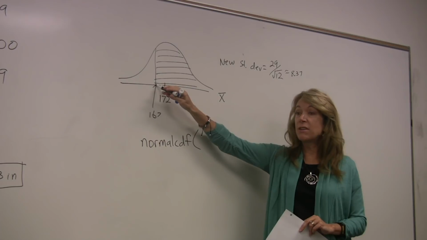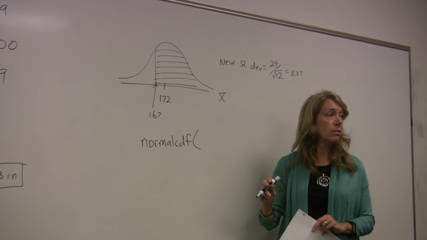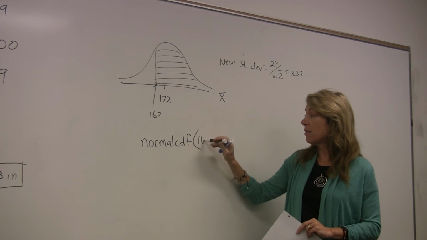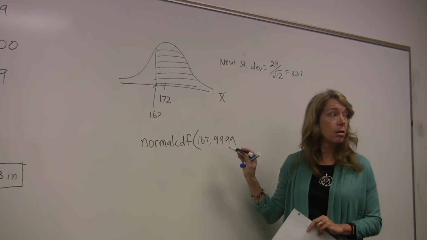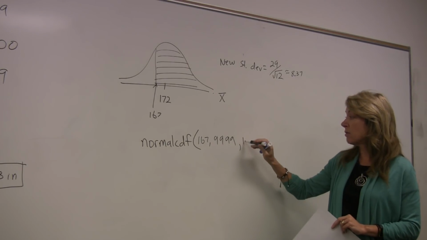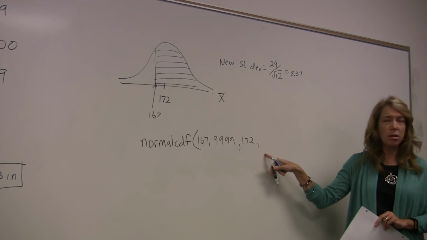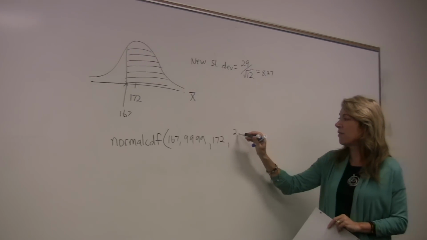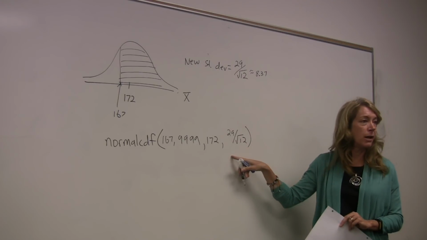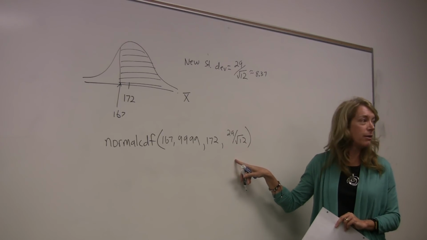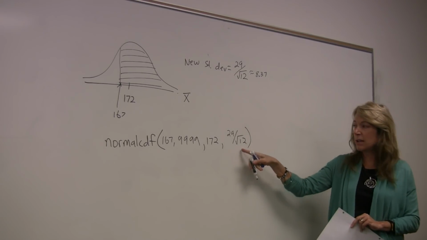Actually, with our calculator, we just have to tell it the number on the left and the number on the right. You could do that, but we don't need to. It'd be 167, because 167's on the left, and 9999, some really big positive number, on the right. And then the mean, which was 172. And watch what I'm going to type in right here. When you're going to do this in your homework, you can type it in just like we have it written up there. You don't have to first find it and then put it in there. 29 divided by the square root of 12. You can put in 8.37 if you want, but that got rounded.